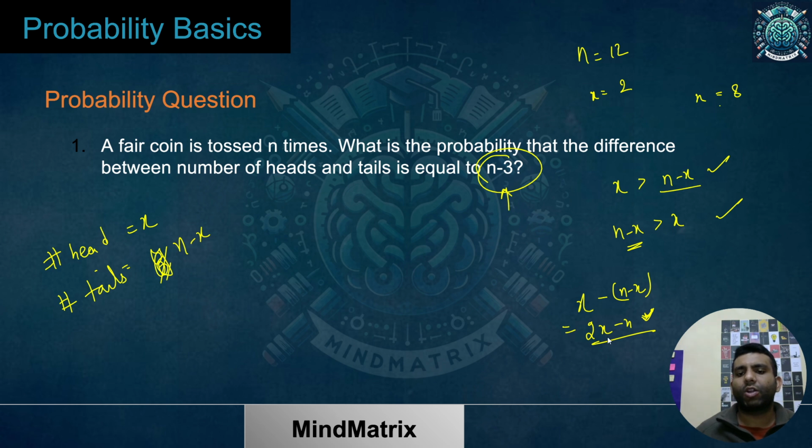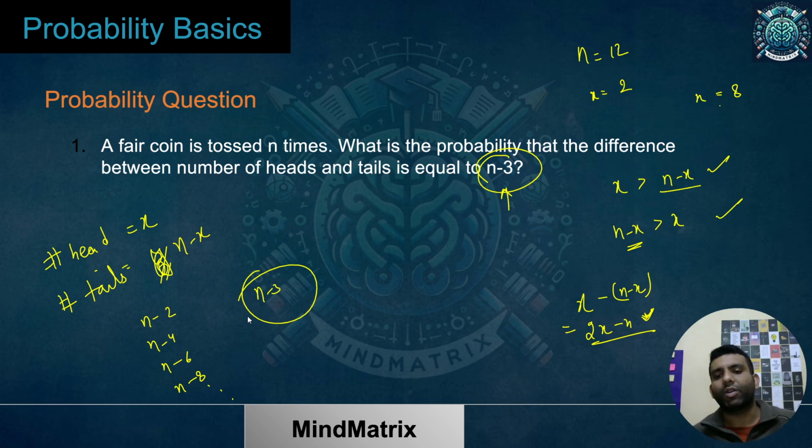If I talk about what values I'll be getting, the difference can be either n minus 2, or n minus 4, n minus 6, n minus 8, and something like this. It will never be the case that I'll be getting n minus 3 for sure. These are the kind of values I'll be getting even if I consider that x is greater than n minus x. For this I'll get this equation, and if I consider the other case, I'll get n minus x minus x, which is n minus 2x.